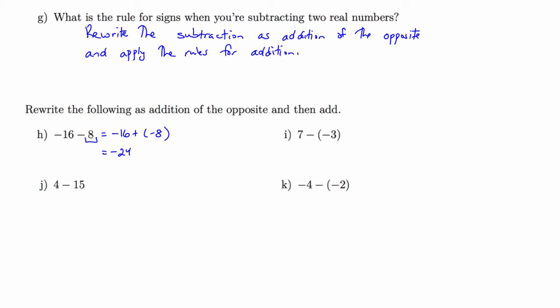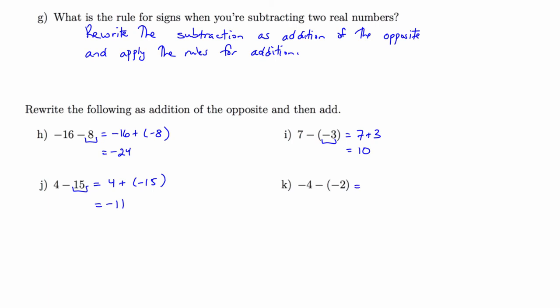In part I, 7 minus negative 3, we can see that we're trying to subtract negative 3, so we can rewrite this as 7 plus the opposite of negative 3, which is a positive 3. In the end, 7 plus 3 is 10. In part J, 4 minus 15, well, we are subtracting 15, so we will rewrite this as 4 plus a negative 15. With 4 plus negative 15, we're adding numbers with opposite signs, so we will subtract the 4 from the 15 to obtain 11, and since the 15 is negative, the end result is negative 11.